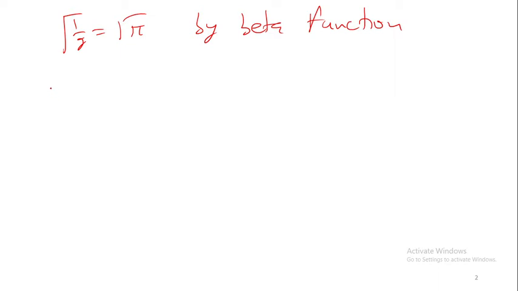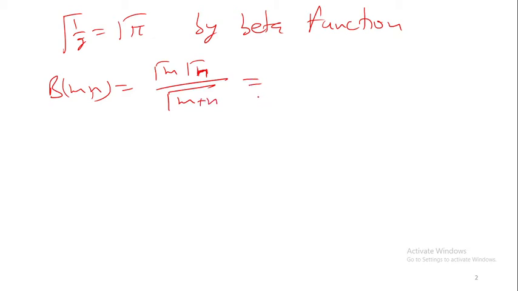So what is the beta function? For example, beta of m, n. What is the value of that? Gamma m, gamma n, divided by, and the denominator will be gamma m plus n. If we have to write this beta function as an integral, we can say it is 0 to 1 x power m minus 1, 1 minus x power n minus 1 dx. This is the beta function.